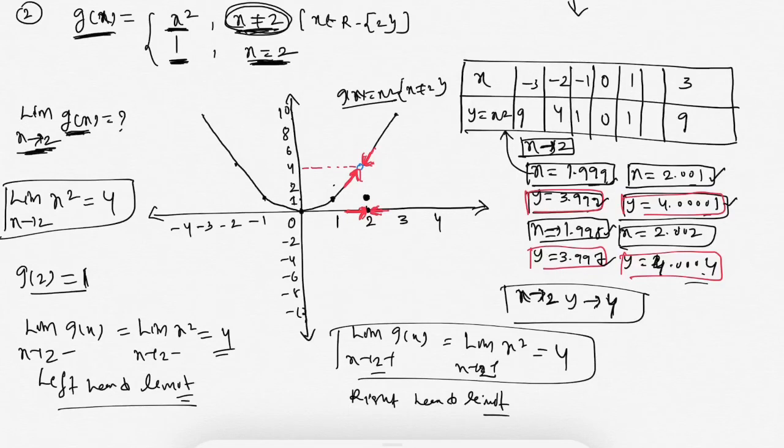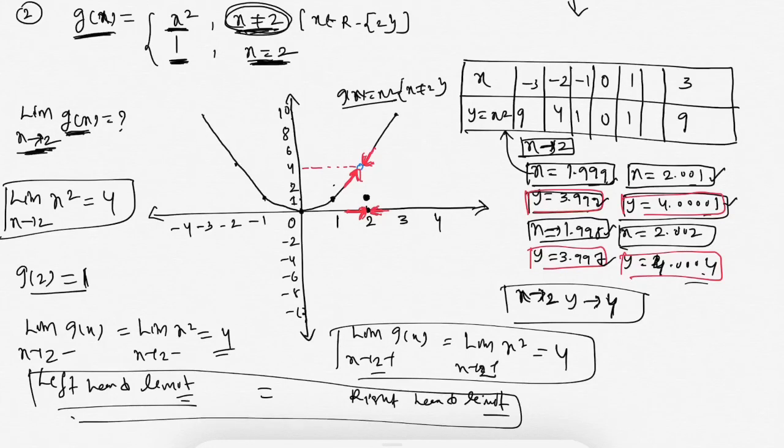So now left hand limit and right hand limit are both equal, which means the limit exists. If the left hand limit and right hand limit are the same, the limit exists. But if they ask whether it is continuous or not, it is not continuous at x equal to 2, because there is a break here. Why the break? Because g of 2 is becoming 1 there. Because of this point, the break came. That's why it is not continuous at x equal to 2.